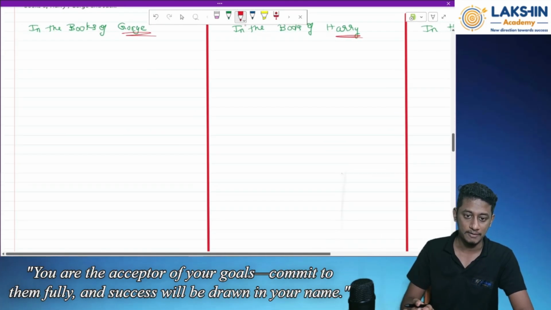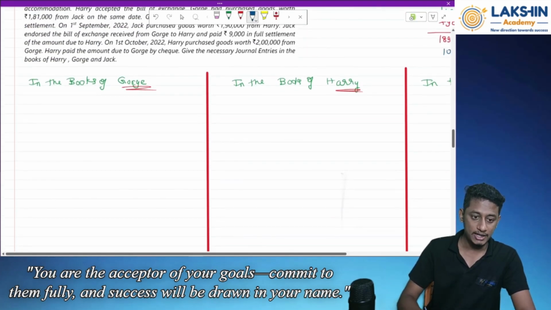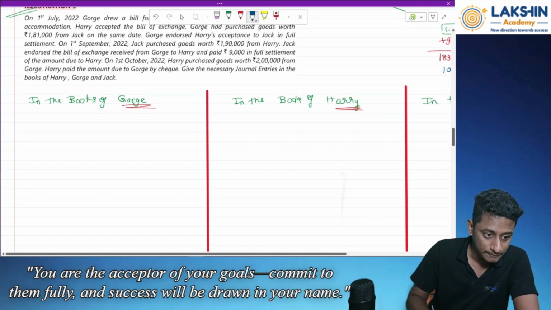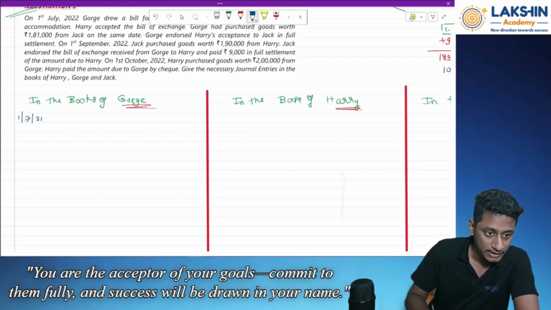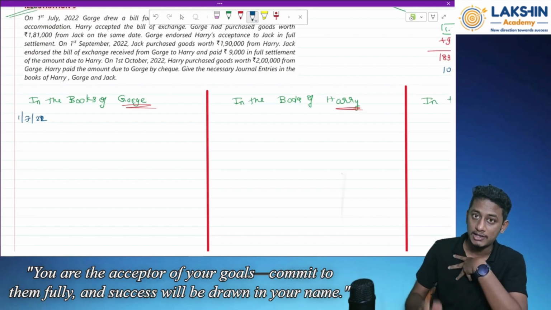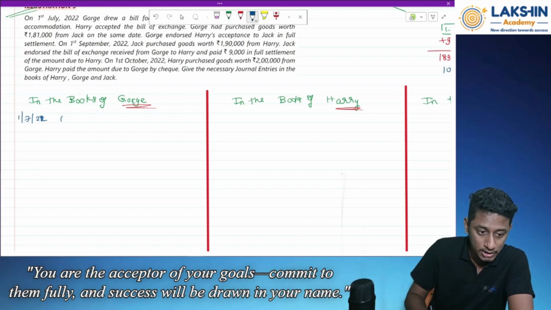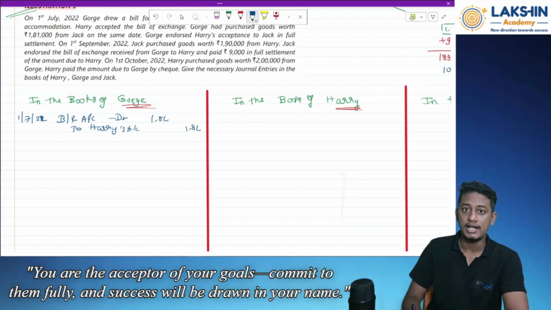Now let's start. In the books of Harry, first of all, I will pass the entry on 1st of July 22. The bill receivable entry, because George has drawn the bill, given it to Harry, Harry accepted it, and gave it back to George. So because of this, the bill receivable account is debited to Harry's account. What is the amount? 1.8 lakhs. This is the first entry.